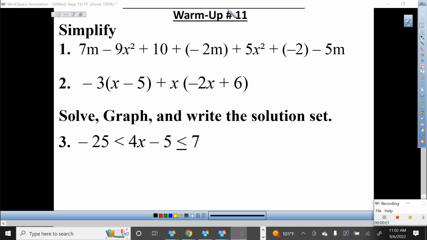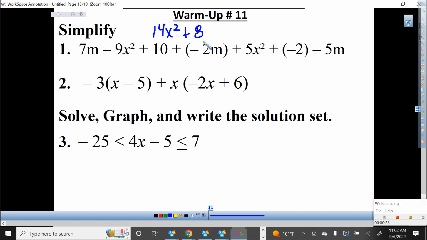All right, so for warm-up number 11, we got simplify numbers 1 and 2. And for number 3, to solve, graph, and write solution set. All right, number 1, what'd you get, Joel? Okay, let's see, help him out, Diego, what'd you get? An answer for number 1. 14x squared plus 8. Hands if you got that in any order.